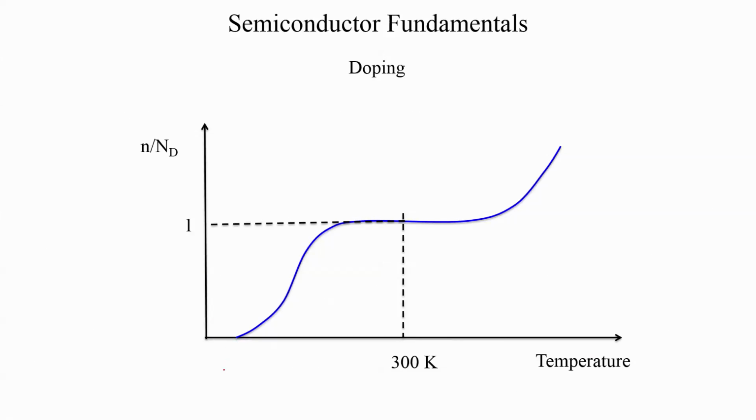So, here what we plot is the electron concentration in the conduction band divided by the donor dopant concentration.